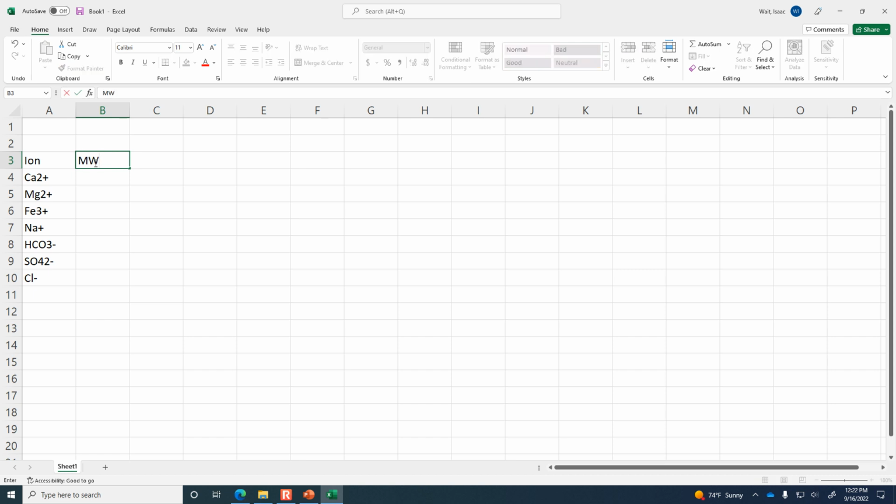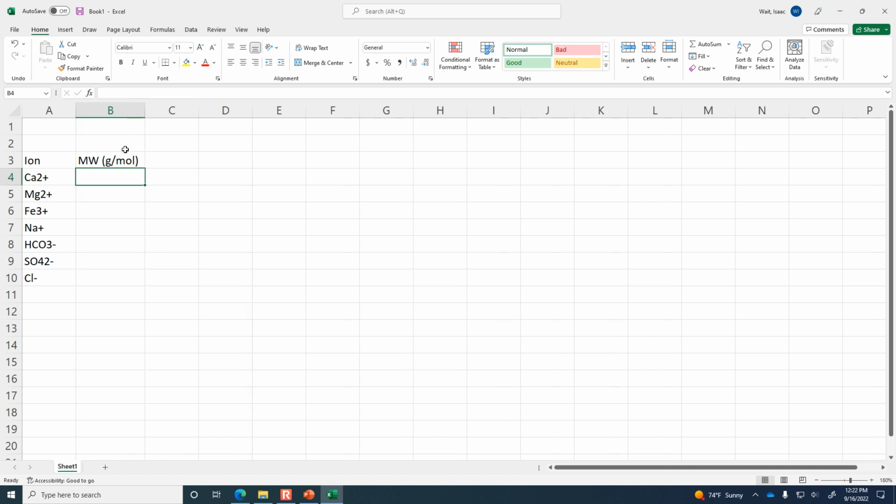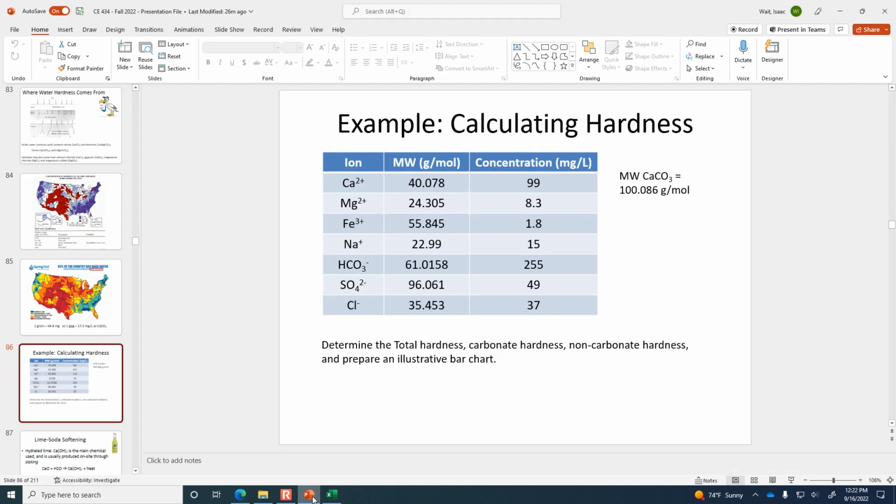Our molecular weight for each one of them in terms of grams per mole is that the calcium is 40.078, the magnesium is 24.305, the iron is 55.845, the sodium 22.99, the bicarbonate is 61.0158, sulfate 48.0305, and chloride 35.453. Okay. So far we're just transcribing what was already given, so no calculations yet.